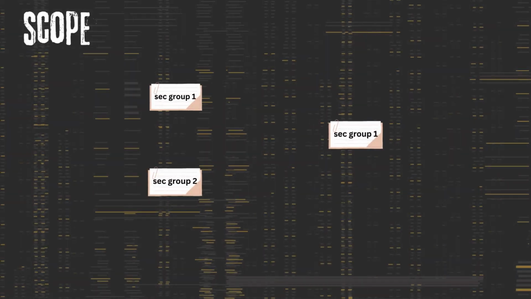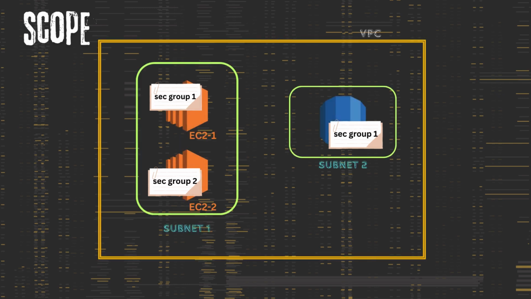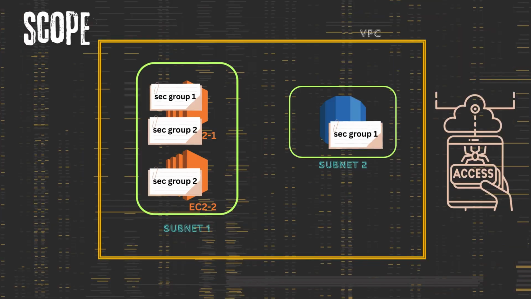Security groups are associated with individual AWS resources within a virtual private cloud, VPC. Each instance can be associated with one or more security groups, allowing for granular control over network access.